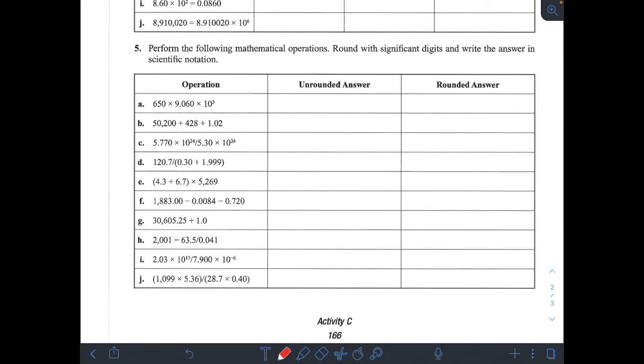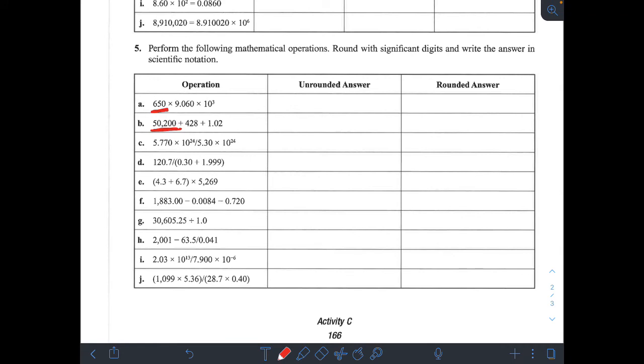All right, now our final section here is very much the same as section 3, where we're going to perform our mathematical operation, and we're going to write the complete unrounded answer, the big long digit number that we get from the calculator, and then we're going to show the number to the correct sig figs. Okay, and here again, anytime you have trailing zeros with no decimal place, like here 650, that trailing zero doesn't count. Those trailing zeros don't count.